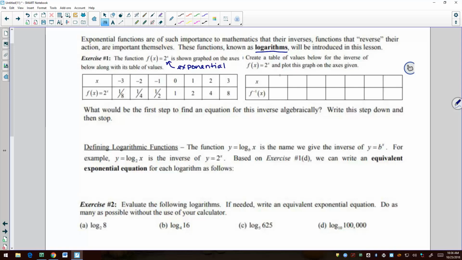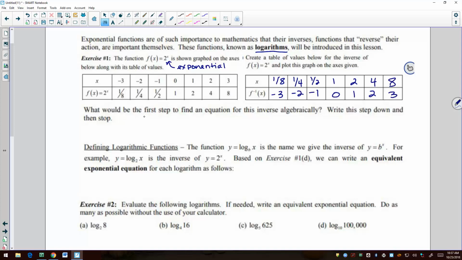So now they want you to create a table for the inverse of 2 to the x. You don't have to actually write the equation, you just have to plot the points that would be on the inverse of this graph. So you know that you just switch the x with the y. So the x would switch and be 1/8, and the y would turn into -3, and so forth. So 1/4, -2, 1/2, -1, 1, 0, 2, 1, 4, 2, and 8, 3.